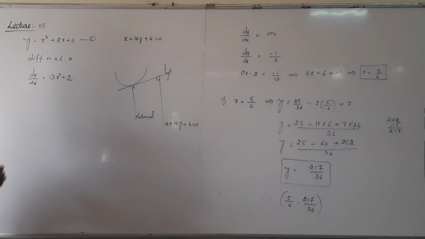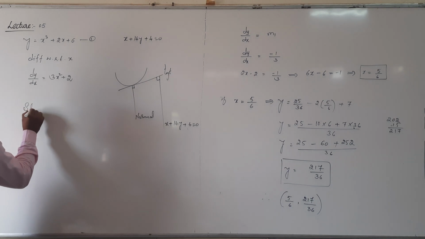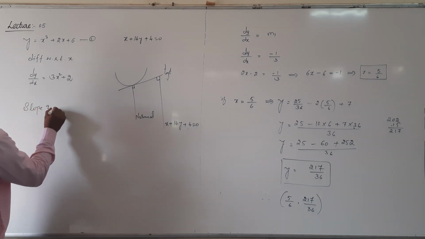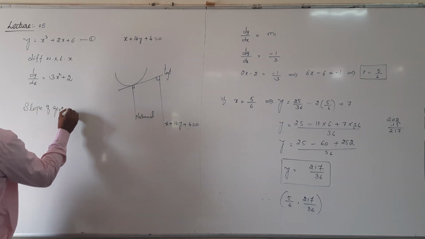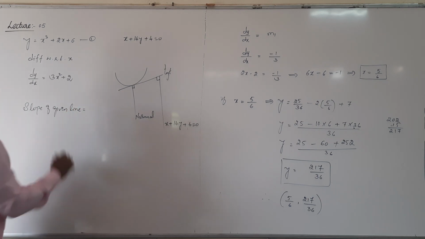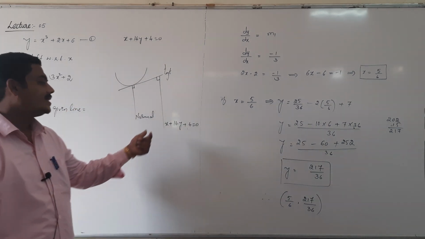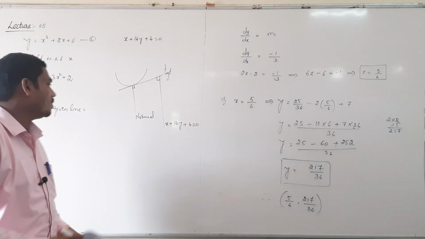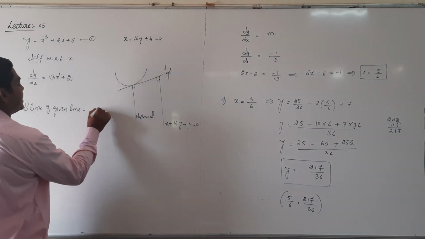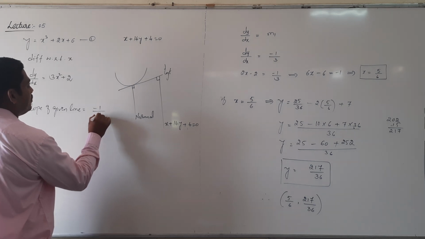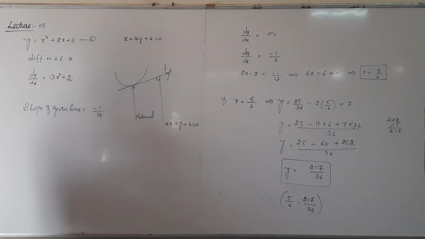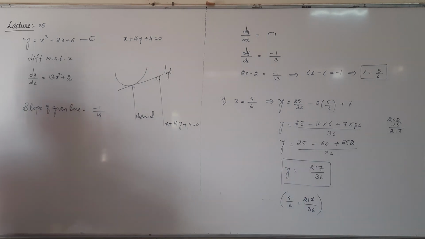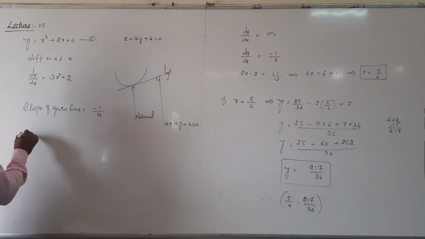Now write the slope of the given line. What is the slope of the given line? Clearly it is like ax plus by plus c equal to 0, so slope is minus a divided by b. Minus 1 divided by 14 is the slope of the given line. Then what is the slope of the tangent line?